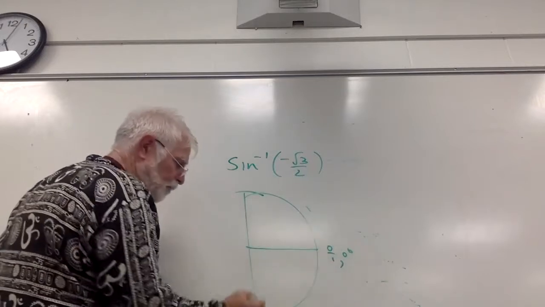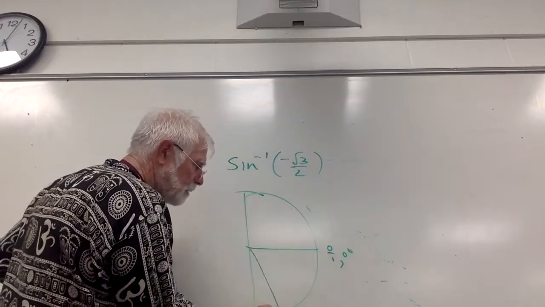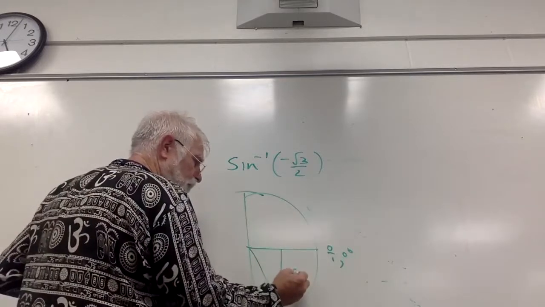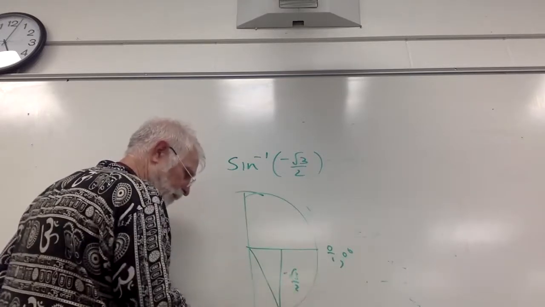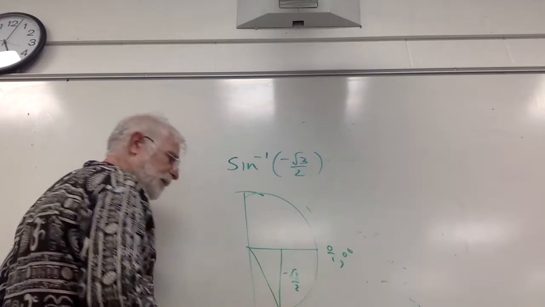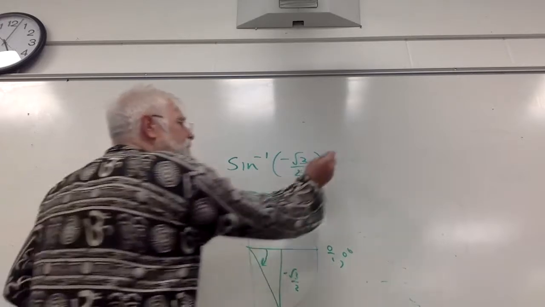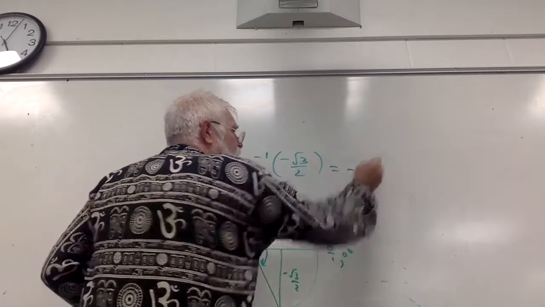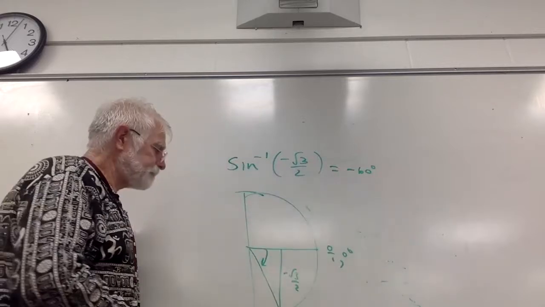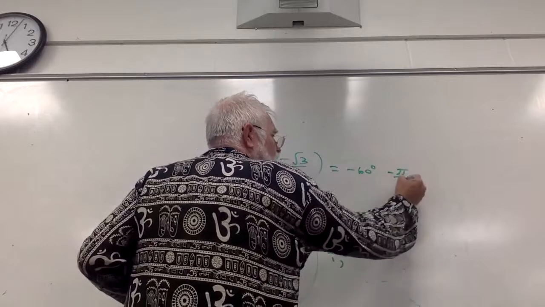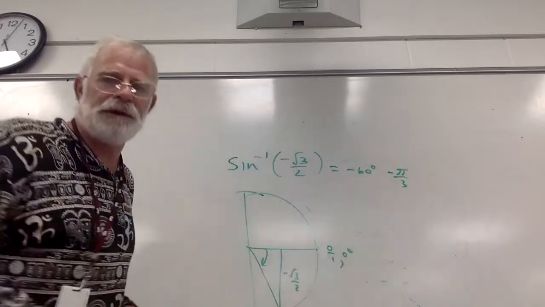What does -√3 over 2 look like? That's a good drawing. That's -√3 over 2. This is -1 down here. I'm getting close to that. So what do you think? What do you think that angle is? If you said -60 degrees, you would be right. If you said -π/3, you would even be better right.